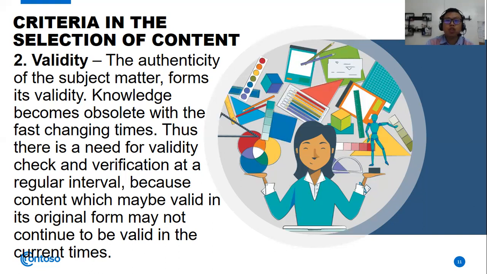The knowledge becomes obsolete with the fast-changing times. Thus, there is a need for validity check and verification at regular intervals. Because content which may be valid in its original form may not continue to be valid in the current times. So we have to see to it, are these contents that we are about to deliver to our students still useful? Are they valid in the fast changing times?